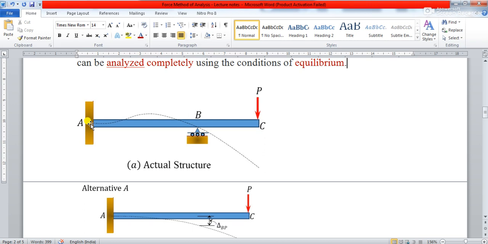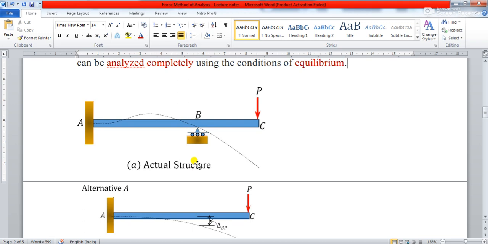Or in other way, if you consider the horizontal reaction component at A for the generic kind of cases, what will you have? You will have one vertical reaction over here, one horizontal reaction over here, one moment over here, and another vertical reaction over here. So 4 unknown reaction components you have. And how many equations of equilibrium you have? Tell me. 3 equations of equilibrium, sir. Yes. So 4 unknowns, 3 equations of equilibrium.